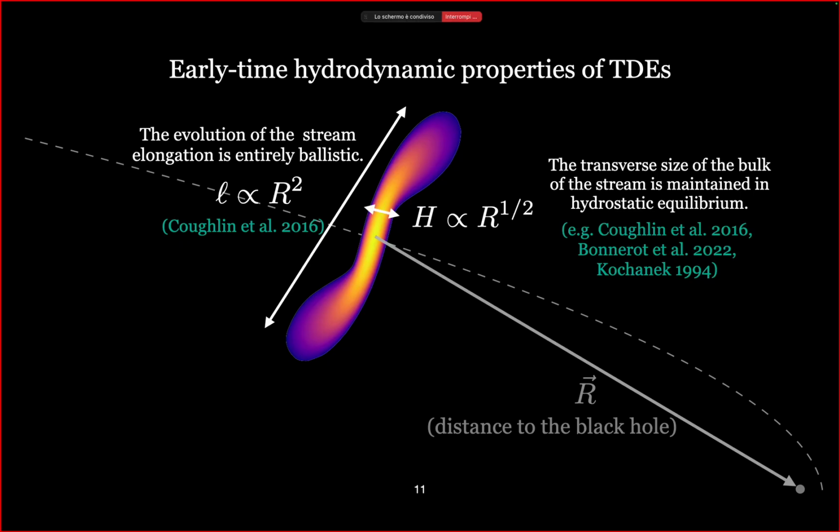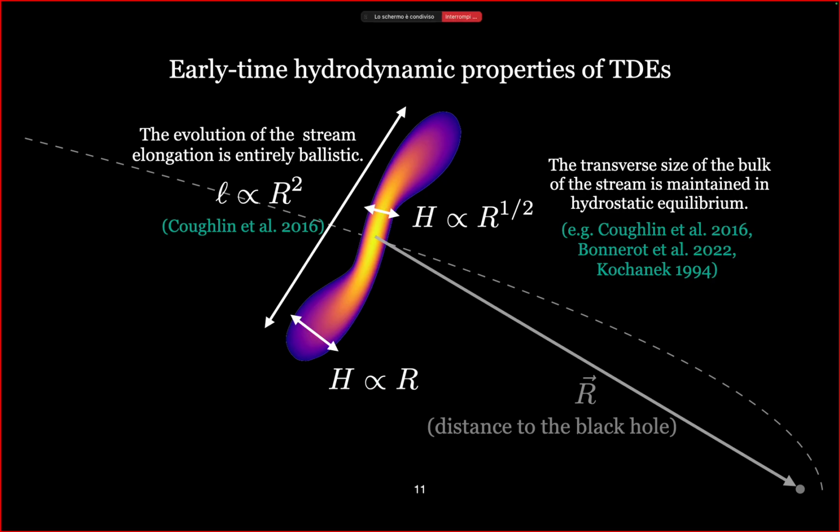Instead, along the transverse size, in the densest parts of the stream, the gas is maintained in hydrostatic equilibrium, and because of that, the width follows a slower scaling, r to the 1/2. However, in the more dilute parts of the stream, what dominates the dynamics is the tidal force, and that causes a faster evolution. That's why you can see that the stream has different thicknesses.